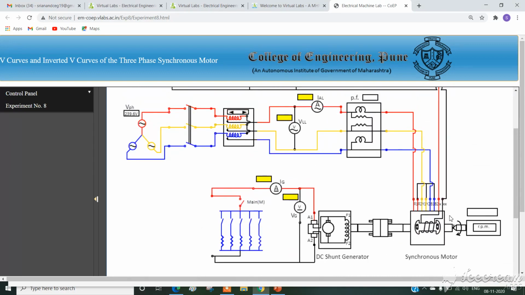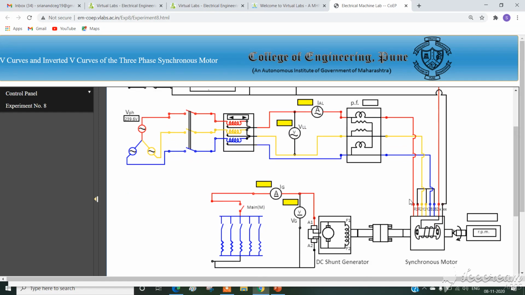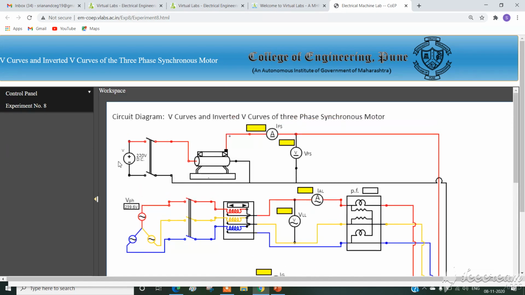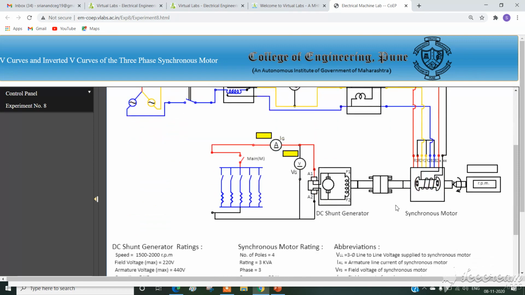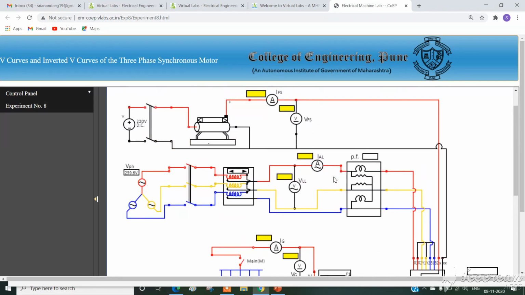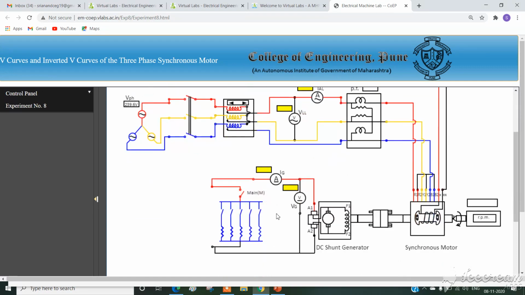Here we have the synchronous motor. We have two supplies. One is for the armature, provided by a three-phase supply, and another is a DC supply to the rotor, given by a 220 volt DC supply. The output of the motor is given to a DC shunt generator, and the output of the DC shunt generator is provided to some resistive load. Now, this experiment is considered to be a no load test, so no need to consider the load on the DC side.